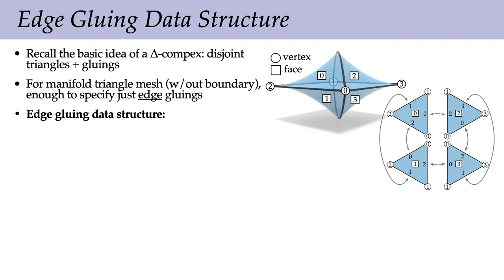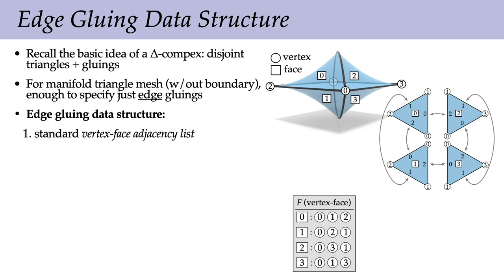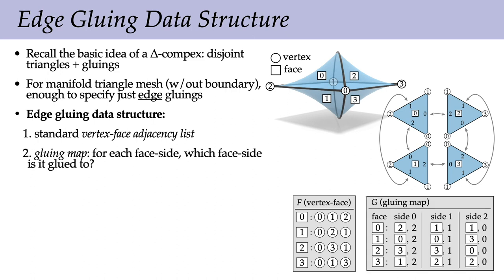So our edge gluing data structure can just be a standard vertex face adjacency list, just as we've always done, plus some additional data: a gluing map that makes it very explicit, for each side of each face, what side of what face it should be glued to. All right, we're not going to leave this up to chance. We're not going to have this ambiguity that we saw before with just the vertex face adjacency list. We're really going to say how everything is glued together.